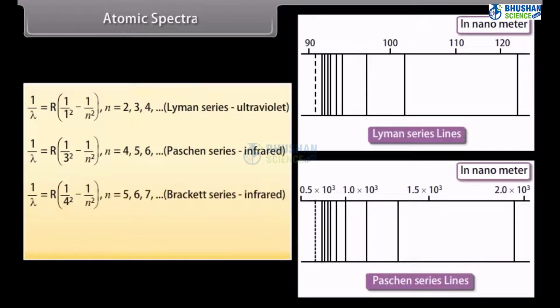Brackett series, which is given by 1/λ = R(1/4² − 1/n²). Here the value of n may be 5, 6, 7, 8 and so on. Pfund series, which is given by 1/λ = R(1/5² − 1/n²). Here the value of n may be 6, 7, 8, 9 and so on.